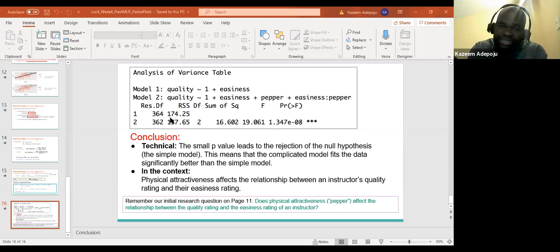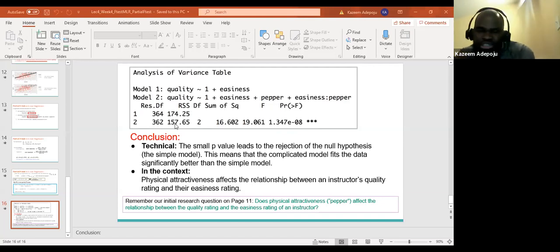And another thing, look at that. Model 1 has a larger RSS. In fact, it should be rejected. So this is actually confirming the fact that the residual sum of square for model 1 is larger than the residual sum of square for model 2. What do I mean by residual sum of square? Unexplained variation. So it means the error in model 1 is far more than the error in model 2. And that made model 2 to be better. That made the complicated model to be better.